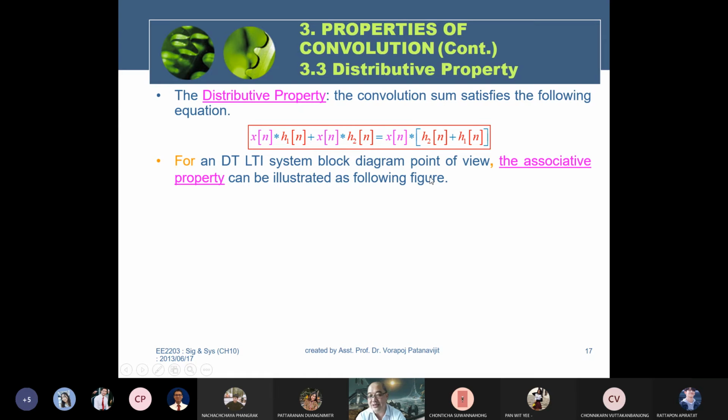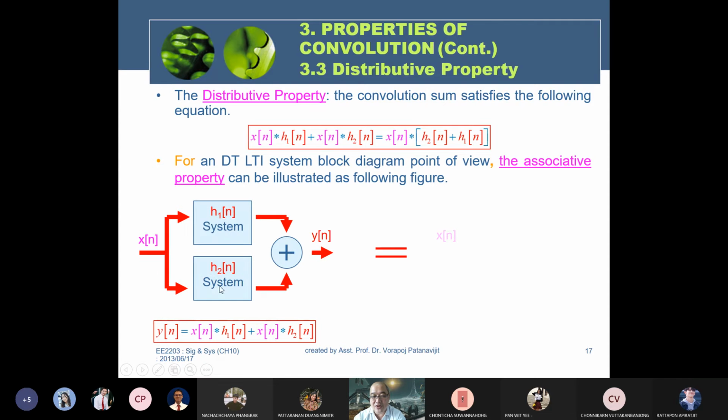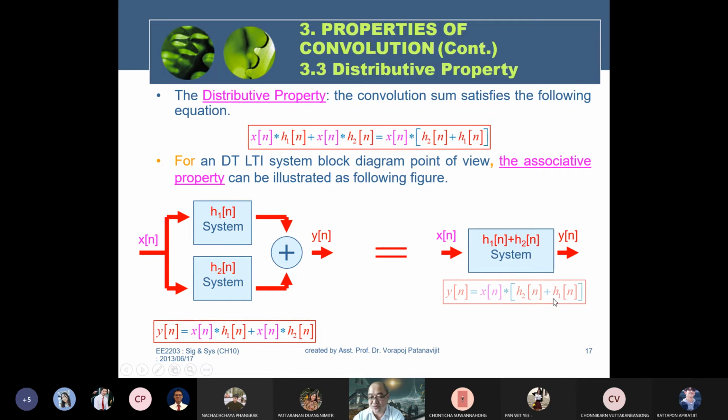From the DT-LTI system block diagram point of view, the distributive property can be illustrated as the following figure. Xn you feed to system 1 and to system 2, and you add the results here. From the overall point of view, you can merge system 1 and system 2 together, and you will produce the output in this form.